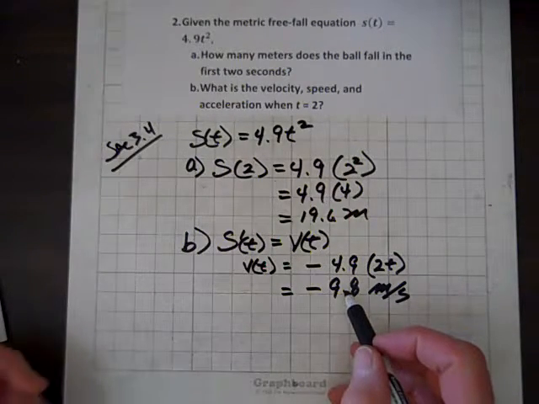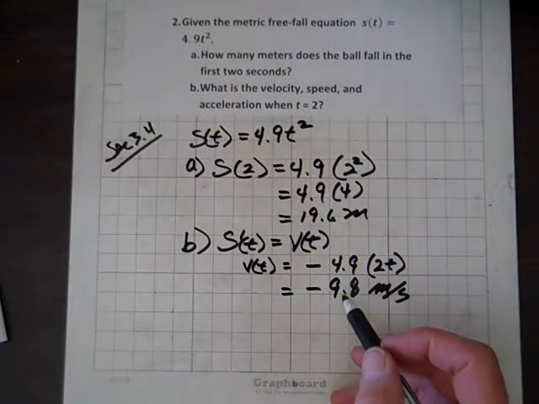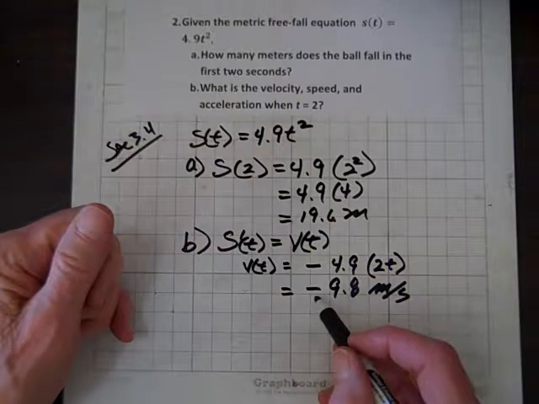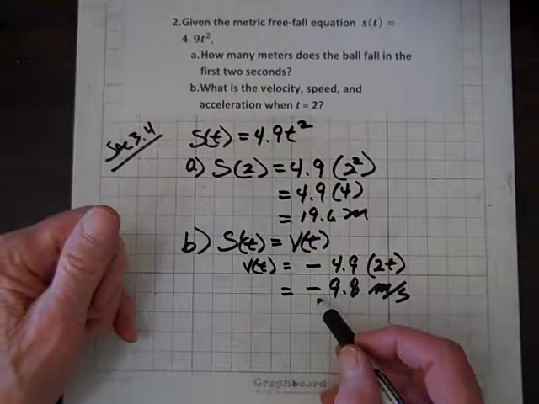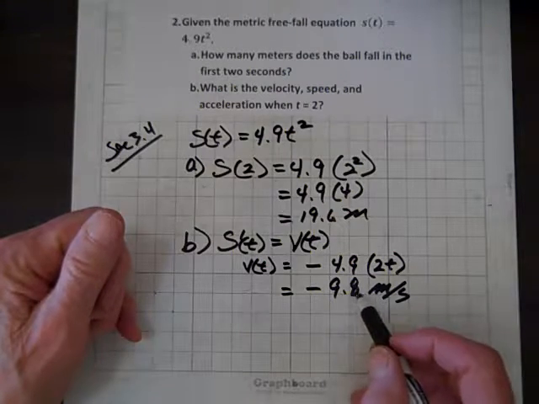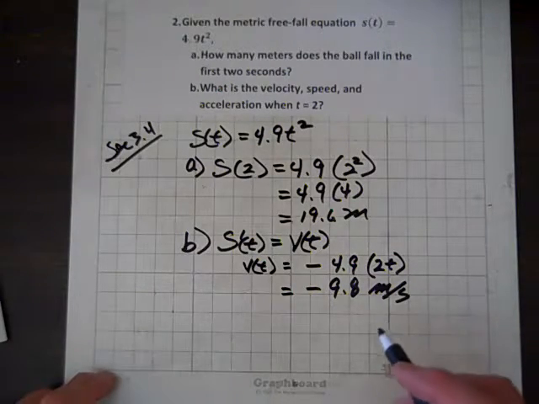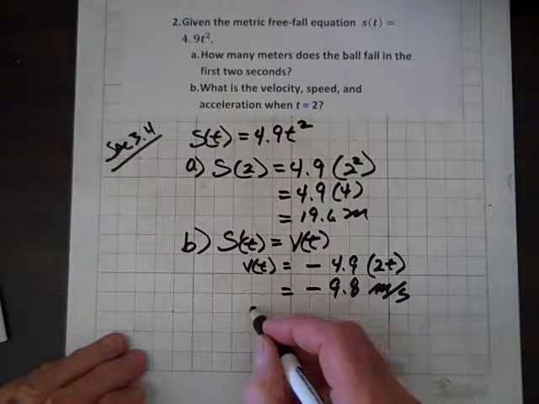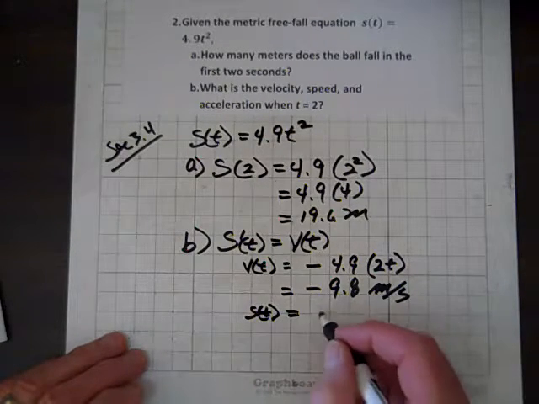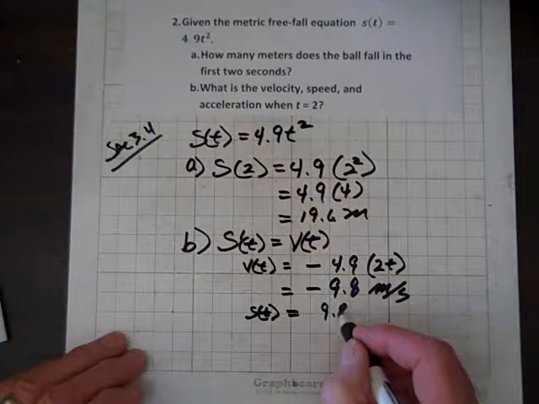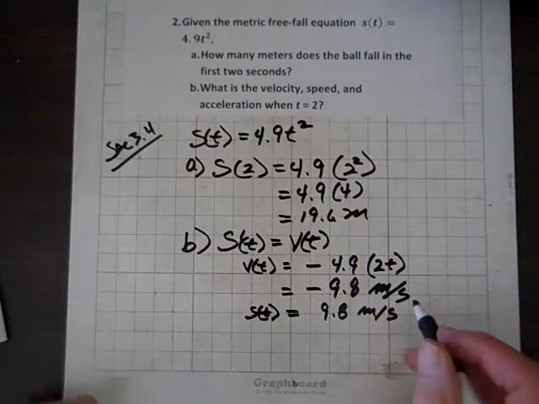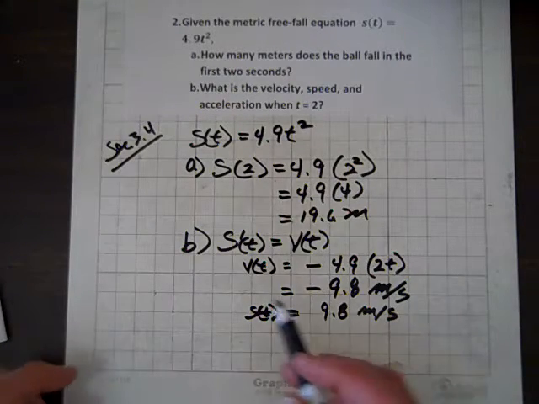So when you have velocity, velocity is a vector, and vectors have direction and magnitude. So the direction's indicated by the sign. It's going down, and the magnitude is 9.8 meters per second. On the other hand, the speed is just magnitude, so the speed is 9.8 meters per second.